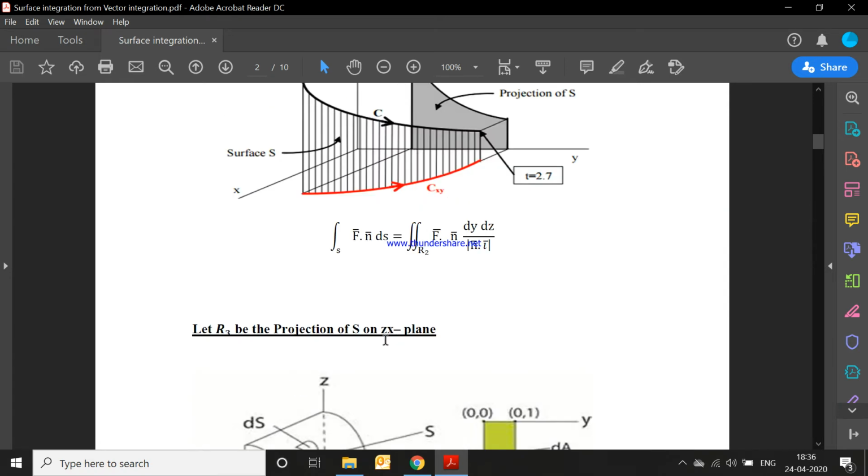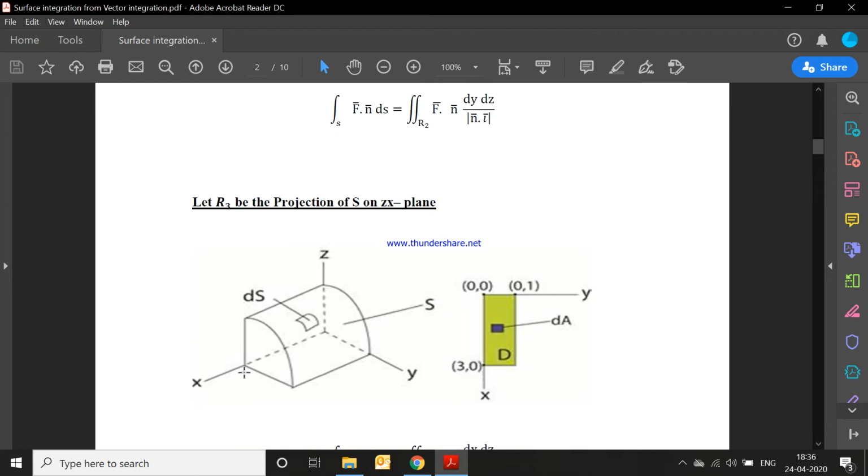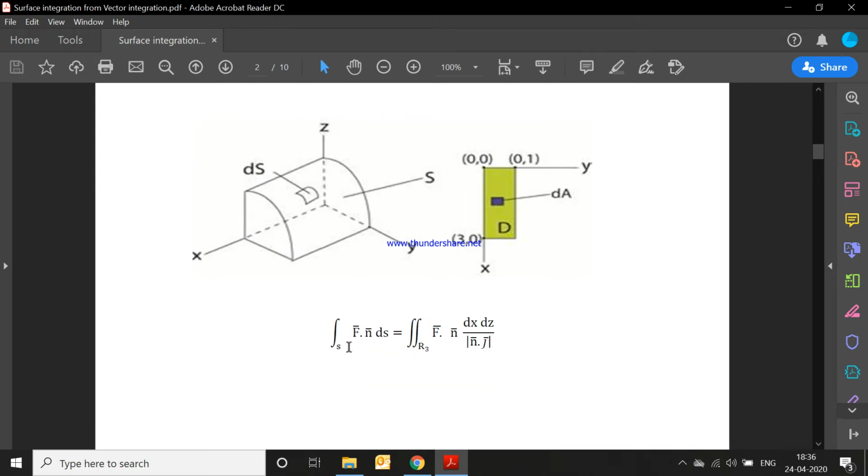And the next one is projection on the zx plane. Let R3 be the projection of S on the zx plane. If you consider a curved plane in the xy quadrant, and take a small part ds, its projection is on the xz plane. The formula for the projection on the xz plane is integral over S of f bar dot n bar ds is equal to double integral over R3 of f bar dot n bar dx dz by modulus of n bar dot j bar.